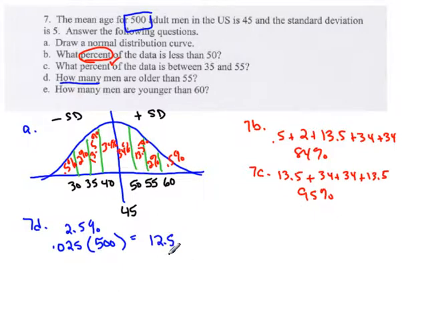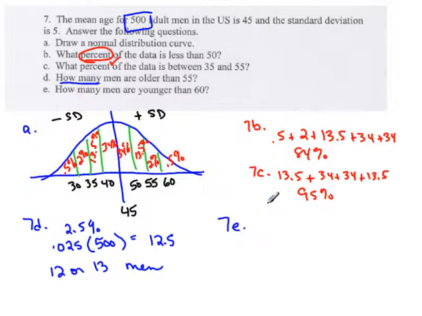Recall that we can't have half of a living being, so you can either drop off the 0.5, truncate it, or you can round by rounding up. So either answer, 12 or 13 men, would be acceptable as an answer to that. Again, it said how many, and you told me how many.